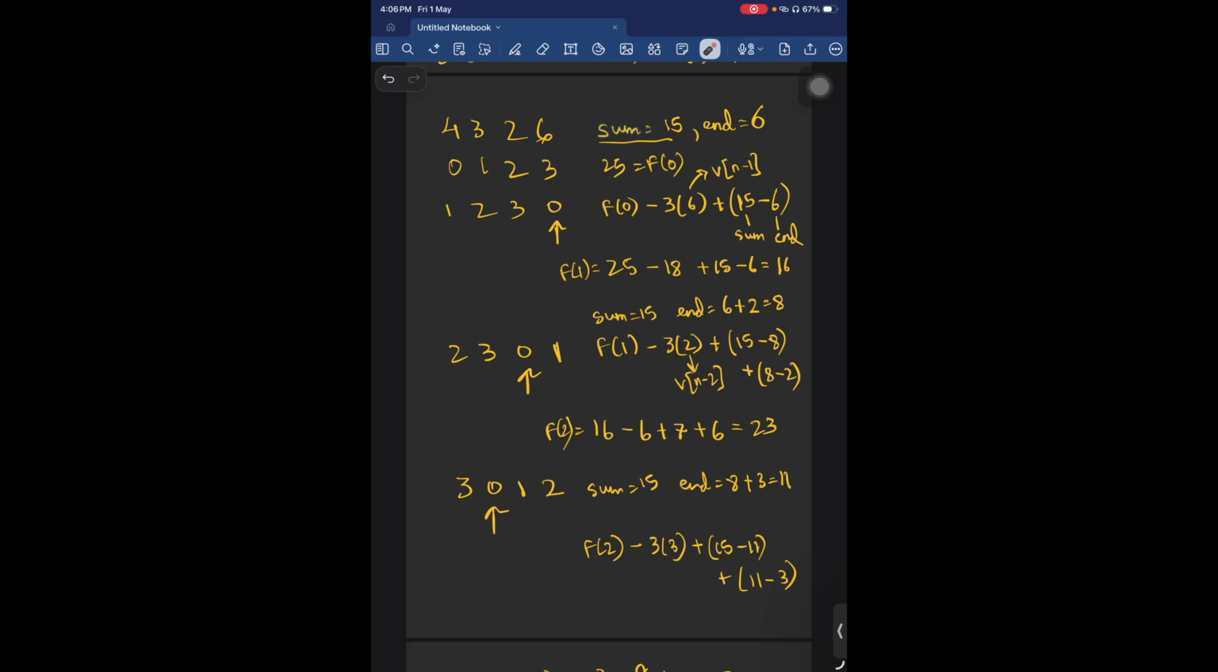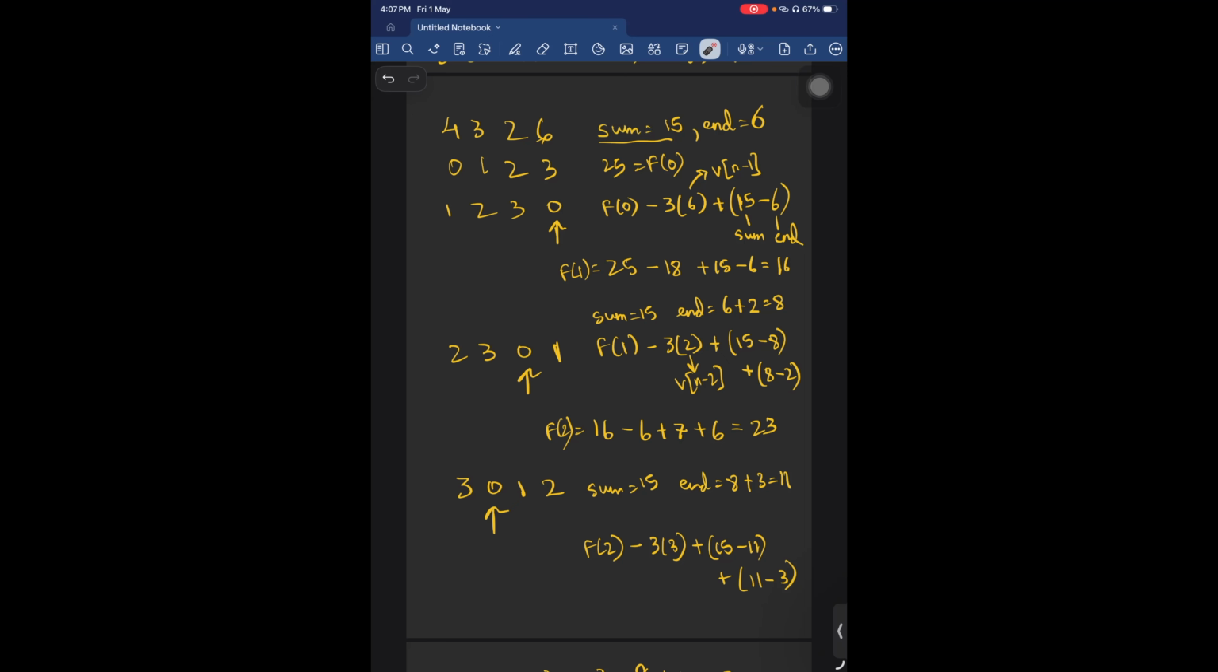Now f of 0 can be calculated in a single loop. Then I write another loop outside of it and I start looping from the last index, and end is initialized as the last index value 6. So sum is 15, because 4 plus 3 plus 2 plus 6, and end is 6.